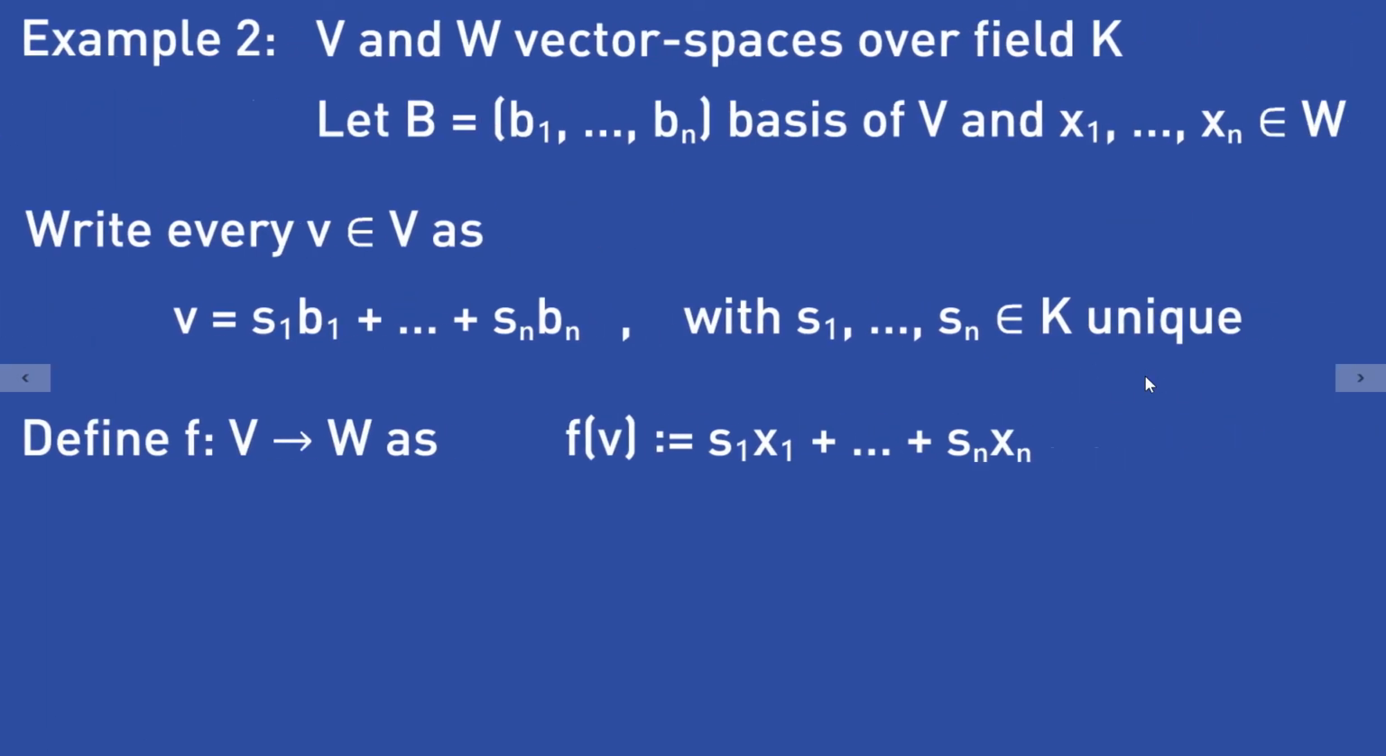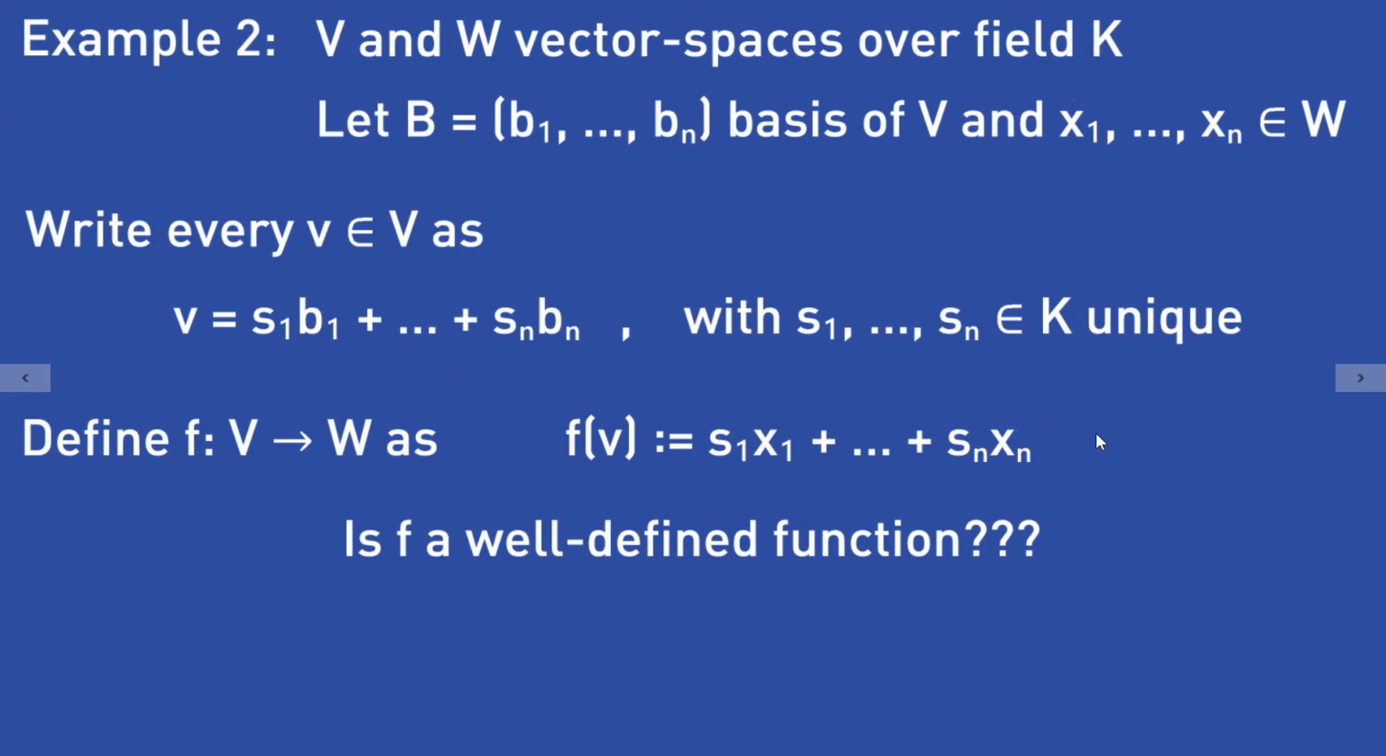Now we define a relation f between V and W the following way. F of v is equal to s1 times x1 plus s2 times x2 and so on plus sn times xn. The x1 to xn are these vectors in the space W, and the s1 to sn are the uniquely determined coefficients in the basis representation of the vector small v. We want to show that f is a well-defined function.